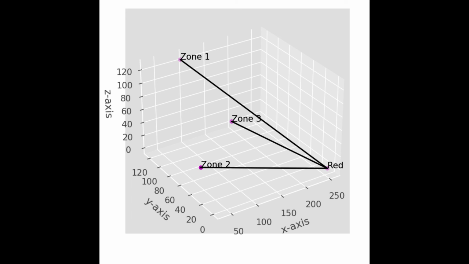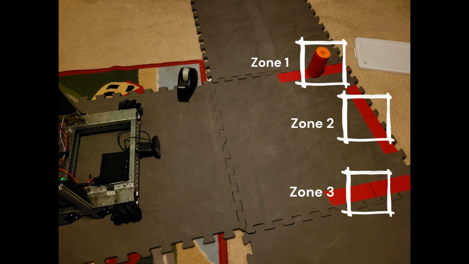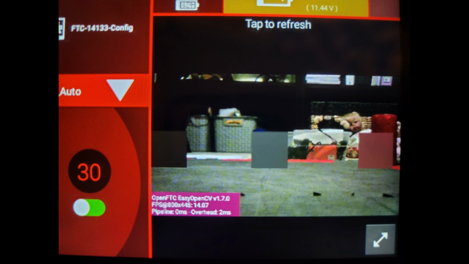And we have 6 different use cases, if we're counting the blue spike marks. But if we're just counting the red spike marks, we have 3 cases. We have spike mark 1, which is the one on the very left. We have spike mark 2, which is the one in the center. We have spike mark 3, which is on the very right. You can see that the average colors gravitate more to red when the team prop is located in those 3 average color splotches.